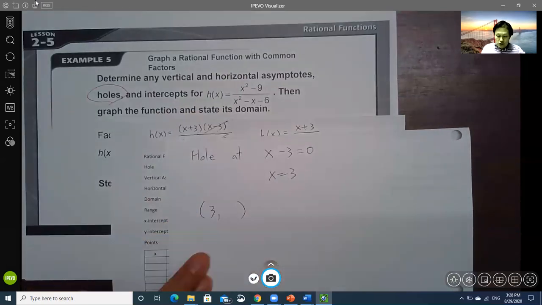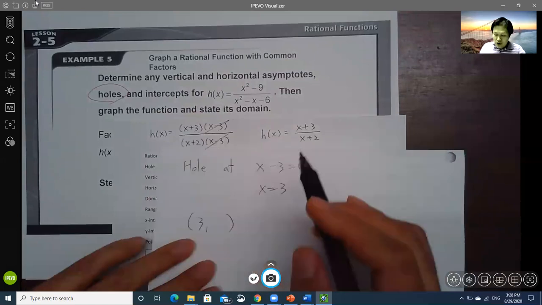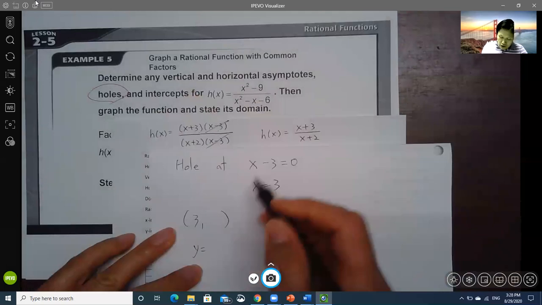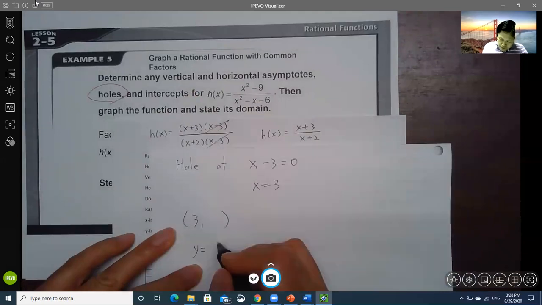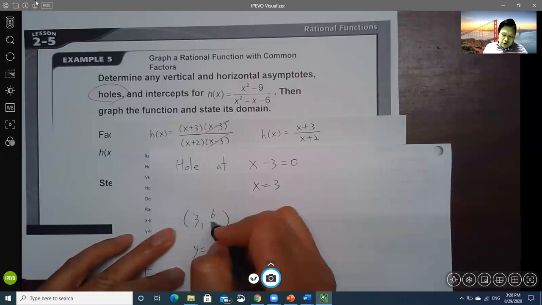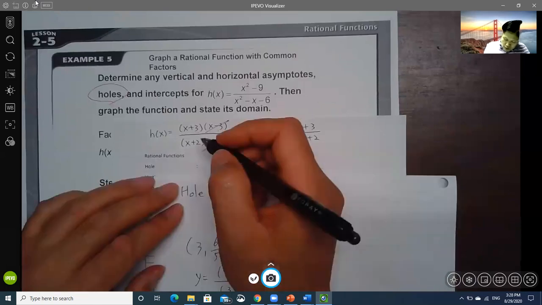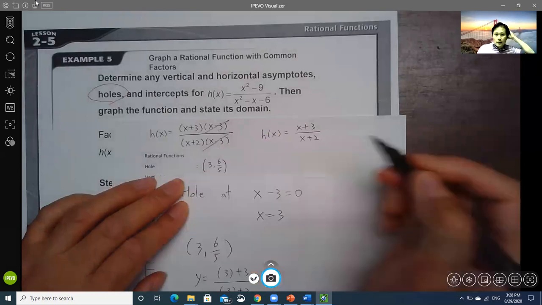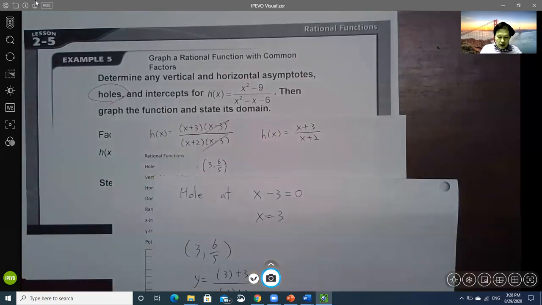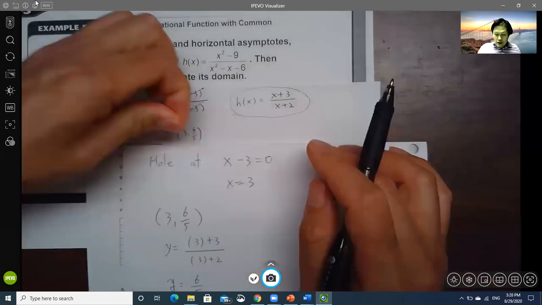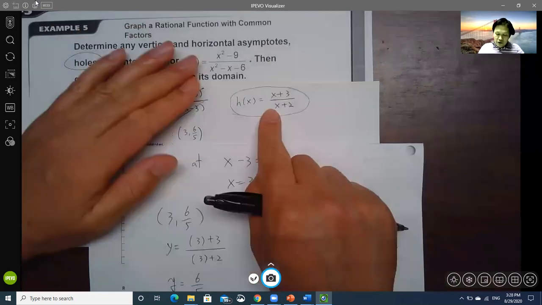You need to get the y coordinate. How? Plug it into the function after you cancel. So y equal to, plug in 3 there. So y equal to what? 6/5. So 6/5 is your hole. So you got 3, 6/5. Okay, after that, everything else is the same, and you're dealing with the function after you cancel things out.